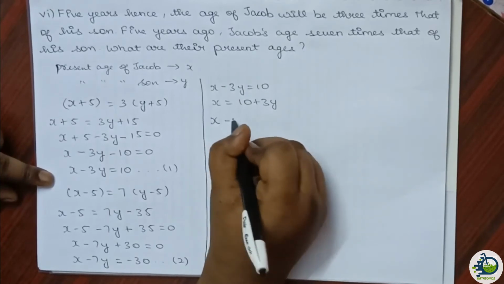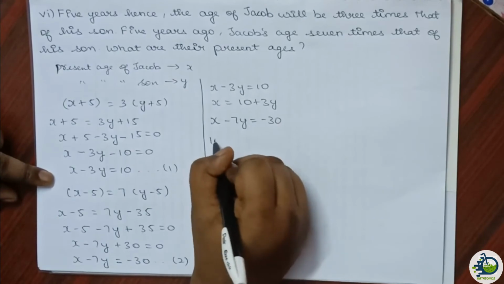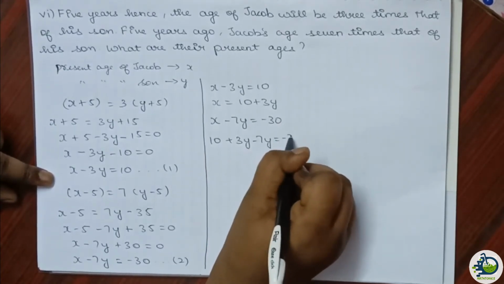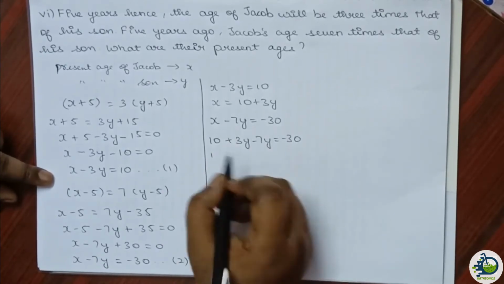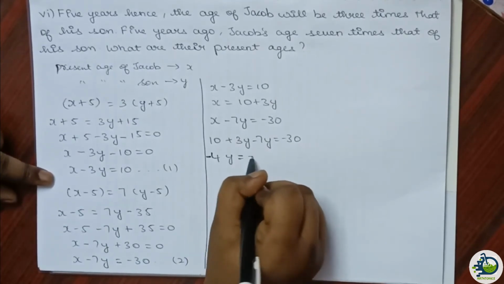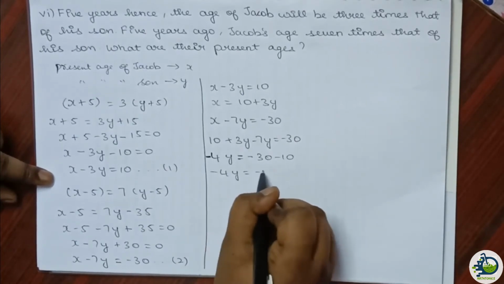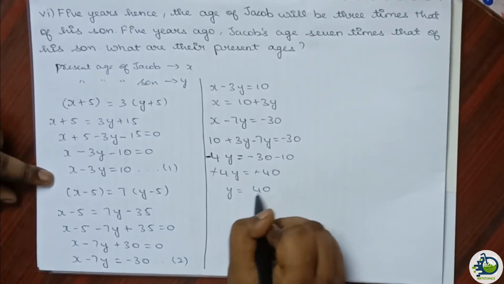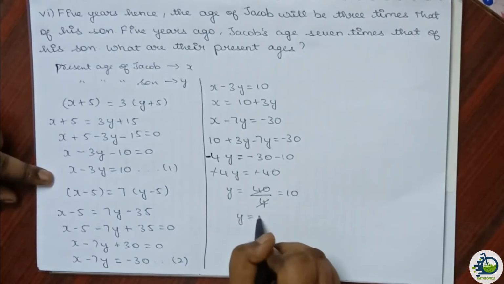My second equation is x minus 7y is equal to minus 30. So instead of x, I can write 10 plus 3y minus 7y is equal to minus 30. When I bring 10 to that side, it becomes minus 10. 3y minus 7y is minus 4y, which is equal to minus 30 minus 10. So minus 4y is equal to minus 40. Minus minus gets cancelled, and y is equal to 40 by 4, which is 10. So y is equal to 10.